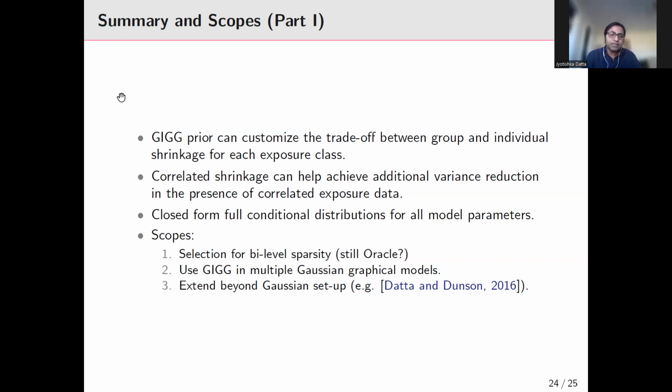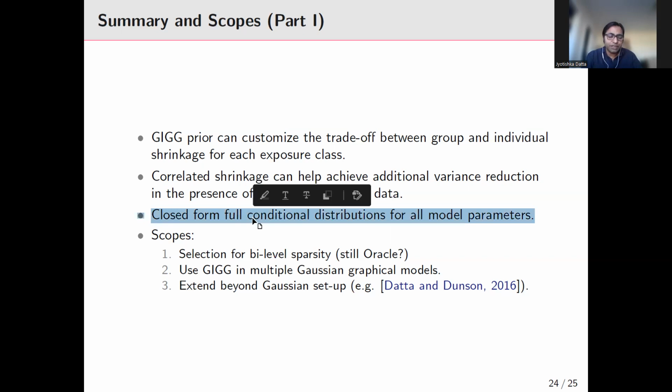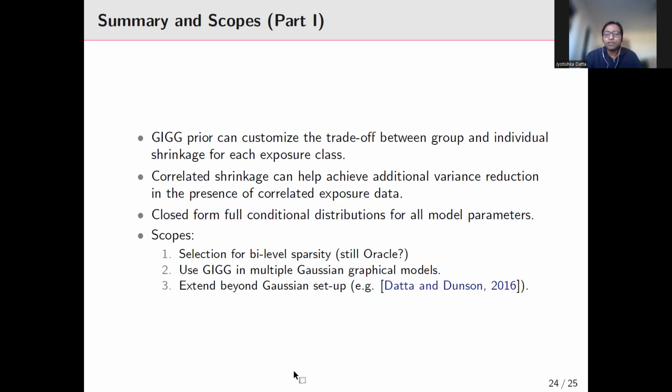The other useful property of the gig prior is that we have closed form full conditional distribution for all model parameters, which is very helpful computationally. We can construct a gig sampler that's highly efficient.